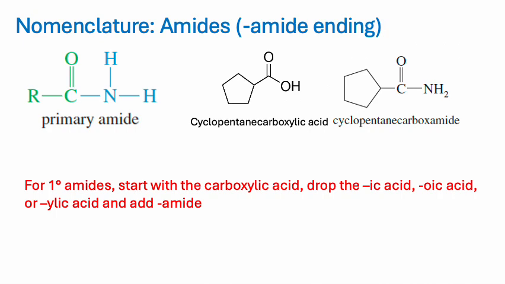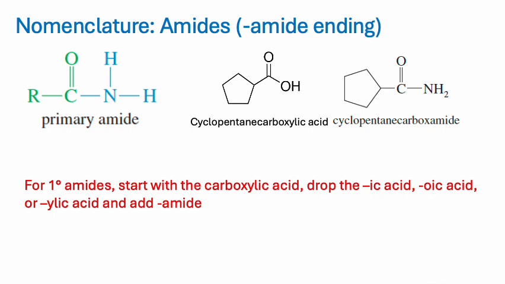Here are some amides. So for primary amides, again, we start with the carboxylic acid, and we drop the ic acid or the oic acid or the ylic acid, depending on the specifics of the name, and we add amide, which is just as we had done previously with the ester, right? We start with the carboxylic acid, and then we drop the ic acid, and we add ATE. So here we just add AMIDE, amide.